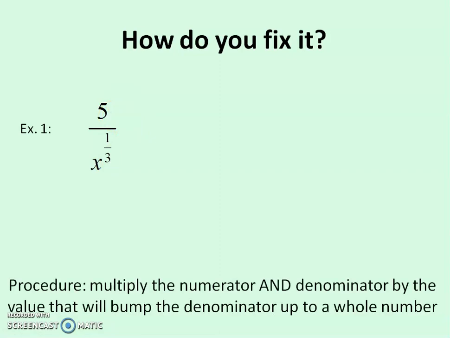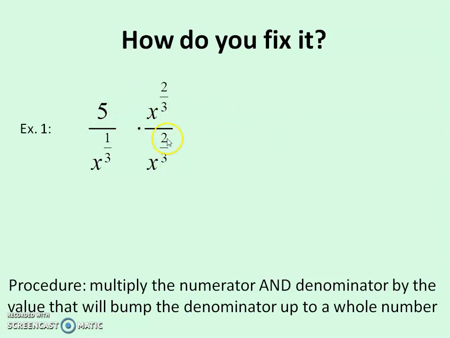Instead, what you need to do is bump up this exponent to be a whole number. How do you do that? Well, to bump this up, we need to multiply, because multiplying powers means that we add exponents. And I have to multiply it by something that will make this a whole number. The other part that's a little bit different is that I need to multiply the top and the bottom by the same thing. Why? Well, I have to make sure that what I'm multiplying by is equivalent to 1, so that it's still overall equal to what I started with.